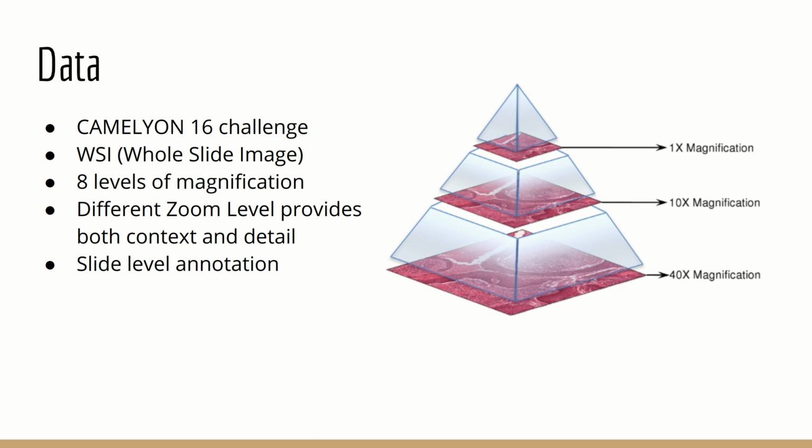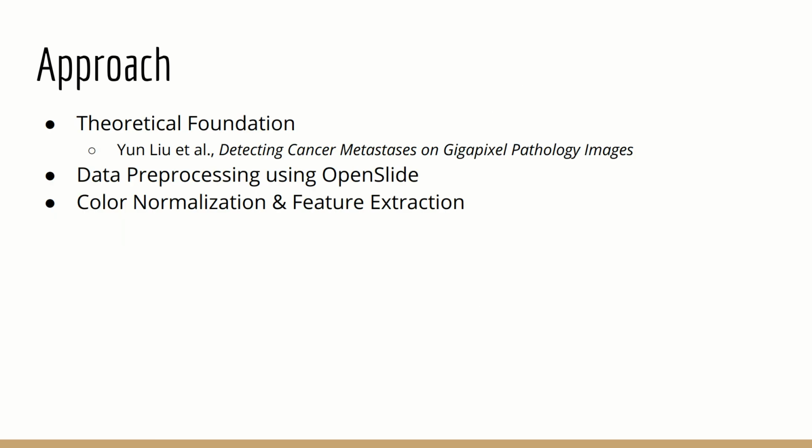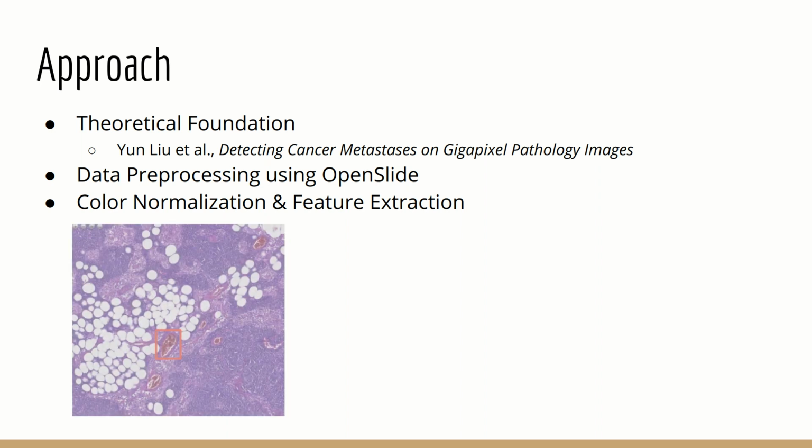The theoretical foundation of our project approach is based on this paper, Detecting Cancer Metastasis on Gigapixel Pathology Images by Liu Ying et al. We did our data pre-processing using OpenSlide, which is an open source C library for processing whole slide images. In the next steps, we've also done color normalization as well as feature extraction. Here is an example of the same part of tumorous tissue shown at different zoom levels.